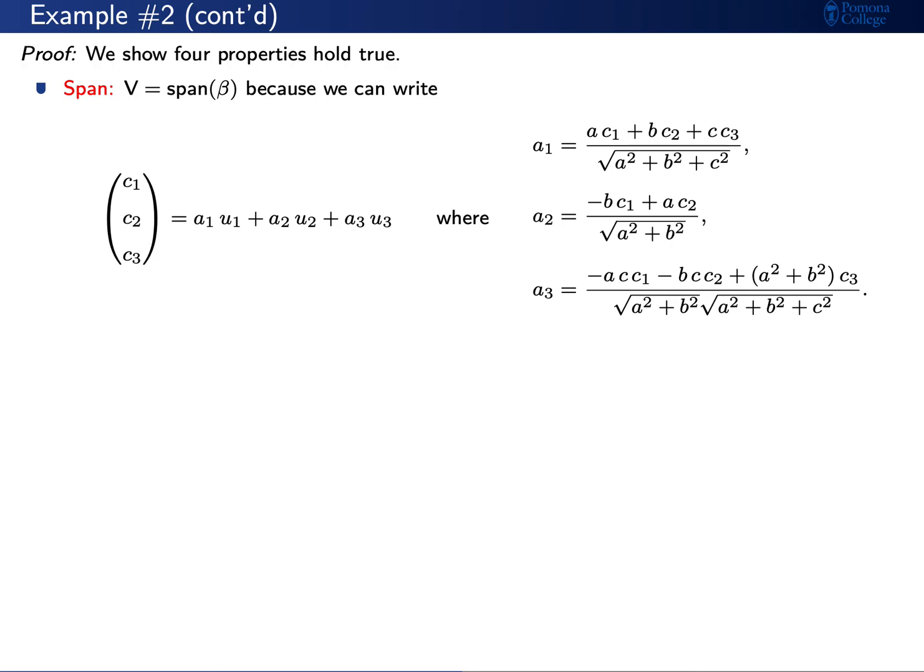First, if we'd like to show that beta spans V, we first consider any vector c1, c2, c3 in our vector space V. Now it's a matter of showing that we can actually find scalars a1, a2, and a3 that add up in the way that we'd like. But this is algebra, and you can see the result here on your screen.